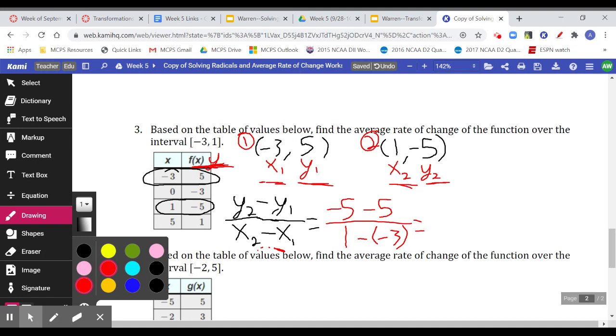So when we do that math, -5 minus 5 is -10. You can do the math for 1 minus -3, remembering that a negative minus a negative is the same thing as a positive. So this is really just 1 plus 3, which gives me 4. And then when I divide -10 by 4, I end up with -2.5. So my average rate of change is -2.5.